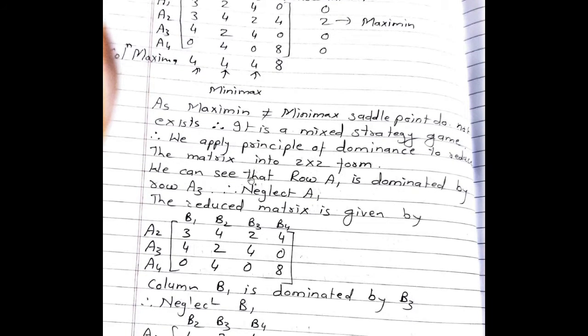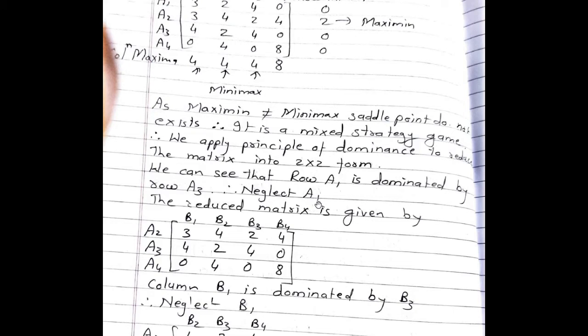So 1 minus q becomes 1 minus 2 upon 3, which is 1 by 3. Now the value of the game is V equal to (A11 into A22 minus A12 into A21) divided by (A11 plus A22 minus A12 minus A21), that is (4 into 8 minus 0 into 0) divided by (4 plus 8 minus 0 minus 0). So the answer is 32 upon 12, which is 8 upon 3.